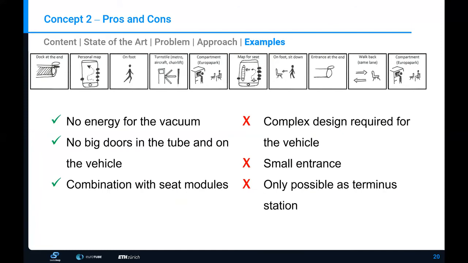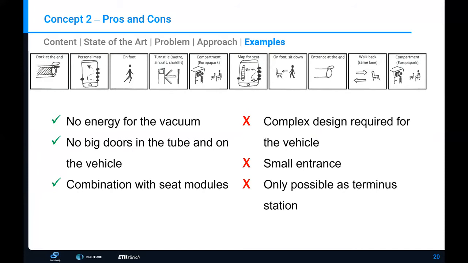Now to 3 positive and negative aspects. As already said, there is no energy needed to rebuild a vacuum. There are no such big doors on the side wall, and also it can be a good combination with seat models. I will just show you afterwards.